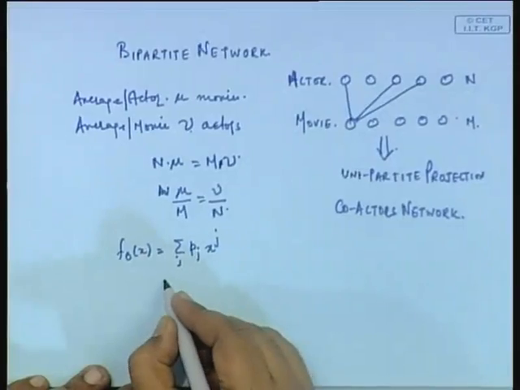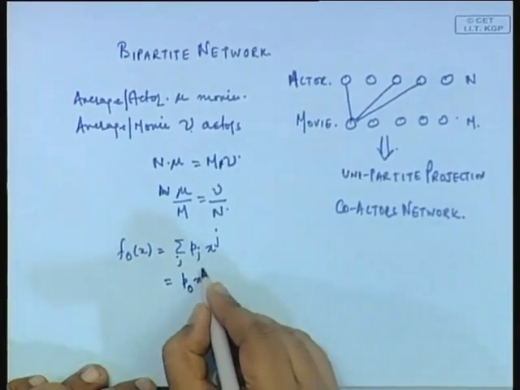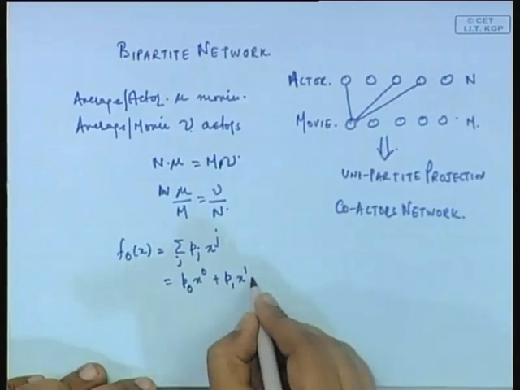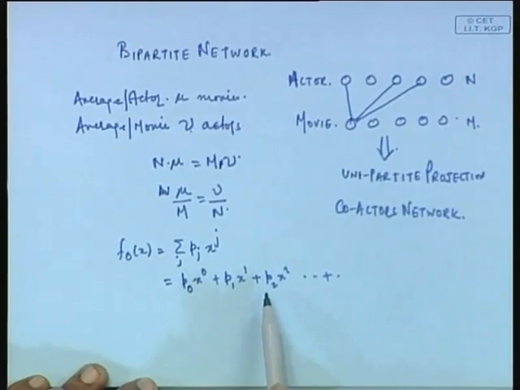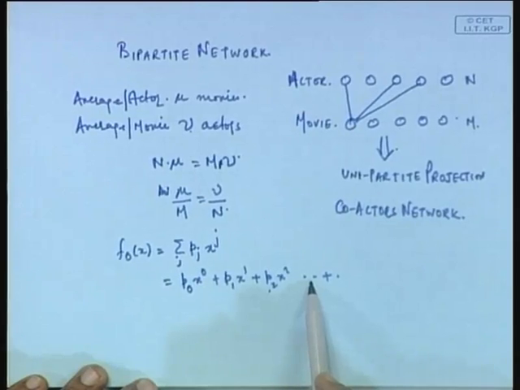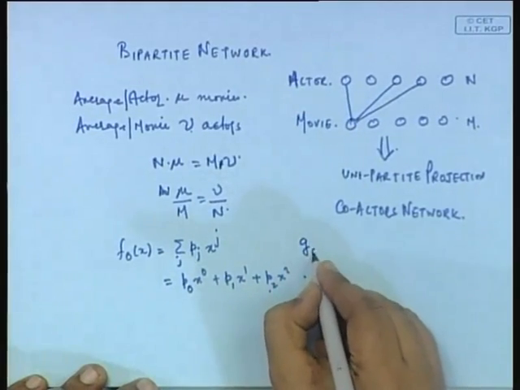This is the generating function. We are writing the generating function for the degree distribution, signifying the degree distribution of actors. I hope it is okay. P0 x to the power 0 plus P1 x to the power 1 plus P2 x to the power 2. This way it goes. What is the probability that an actor has acted in 2 movies? What is the probability that an actor has acted in 3 movies? This way it goes.